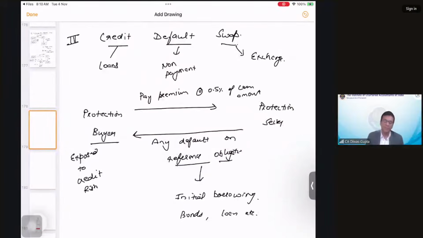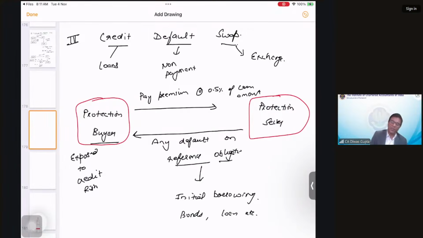Credit default swap. This is the second form of credit derivatives. Credit default swap means credit, which is a loan; default means there is a non-payment; and swap means exchange. So what is happening? There is a protection buyer and a protection seller. The protection buyer will pay a premium to the protection seller at the rate of 0.5% of the loan amount. On any default on the reference obligation, the protection seller will make good that default.